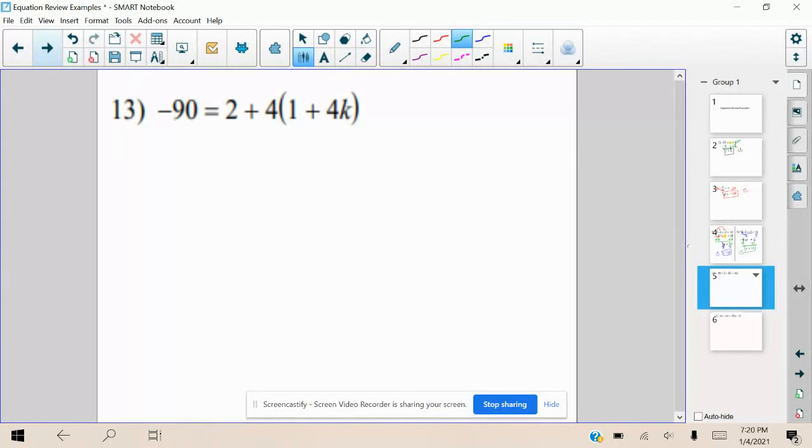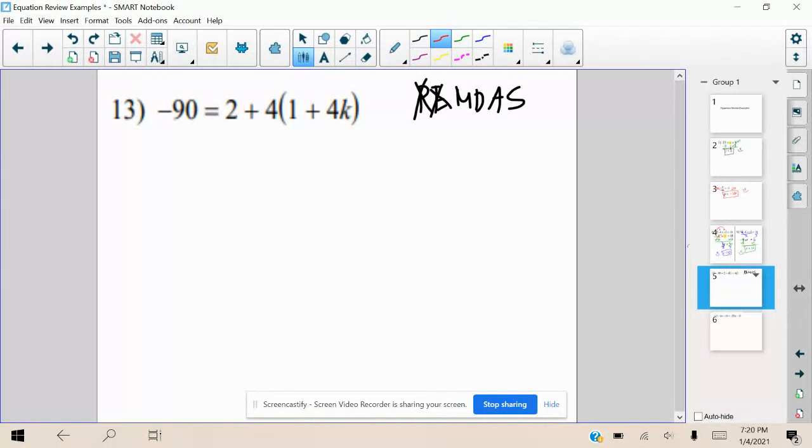So we always want to work with our order of operations. PEMDAS, please excuse my dear Aunt Sally. So we look inside our parentheses and see, can we simplify? Well, we have 1 plus 4k. Those are not like terms, so we cannot simplify. We also don't have any exponents. So now we move on to multiplication or division, whichever one comes first.